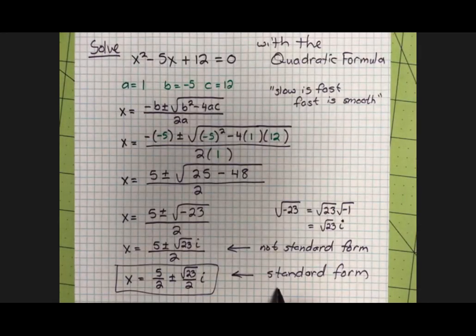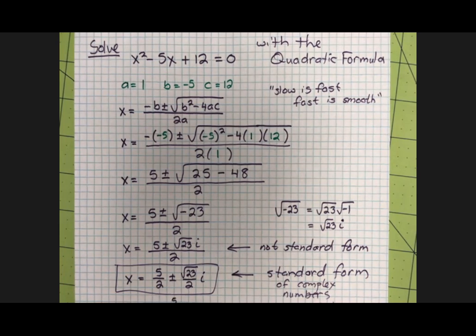Standard form of complex numbers. This is a plus bi. Oh, by the way, I don't mind if you write the plus and minus in there. In fact, I don't even know anybody that makes you separate them. But I do want you to see that there are 2 answers there, right? But you don't have to write them separately.